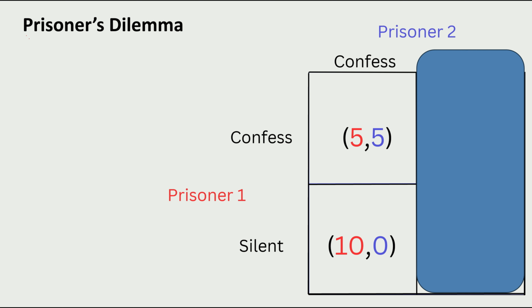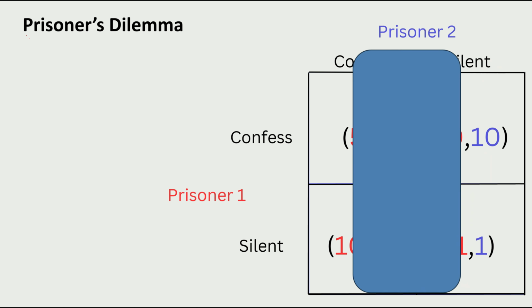Right? So when prisoner 2 confesses, prisoner 1 will have two options: to confess or to stay silent. Prisoner 1 can confess and get 5 years of jail time, or he can remain silent and get 10 years of jail time. So prisoner 1 would prefer to confess when prisoner 2 confesses, because 5 years of jail time is less than 10 years of jail time.